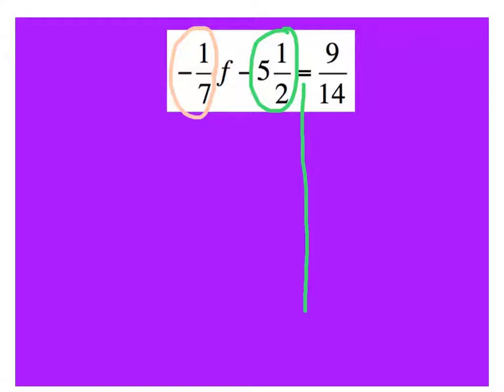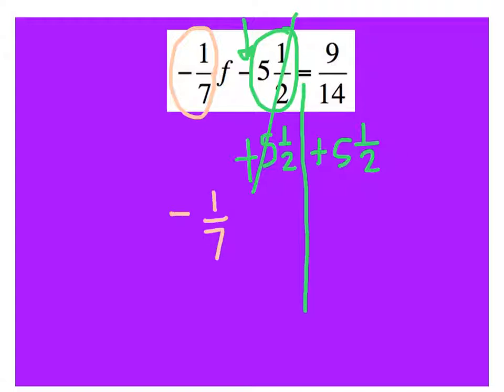All right, so my first step would be to add 5 1/2 to both sides. The reason that I'm adding is because we have a subtract or a negative sign. Okay, so we're going to add 5 1/2 to both sides. So on this side, it's going to cancel out. So I'm going to be left with negative 1/7 times f on this side. And we will have 6 1/7 on the other side.